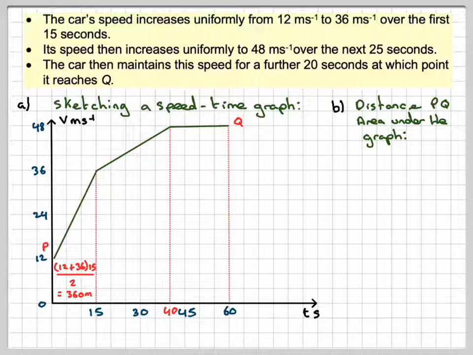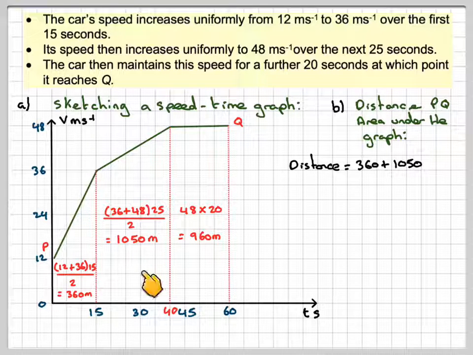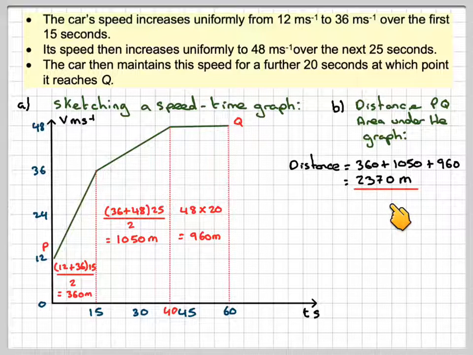Here, this next one is going to be 36 plus 48 times 25 divided by 2, which gives me 1,050 meters. This is just a rectangle, so this is just going to be 48 times 20, which gives me 960 meters. So the distance will be 360 plus 1,050 plus 960, and if we add those together, we get 2,370 meters.